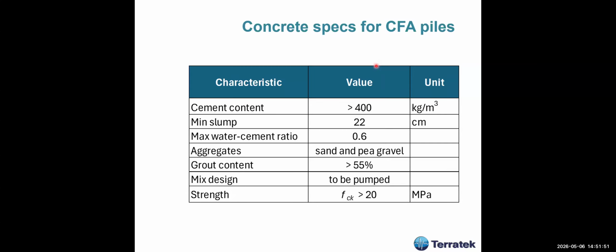These are normal specs that I use for CFA piles. Cement content, usually over 400 kilograms per cubic meter. Slump minimum 22 centimeters. Maximum water cement ratio 0.6. Aggregate: sand and pea gravel. Grout content 55%. The mix design has to be done by a specialist, and the mix has to be designed to be pumped, and strength usually over 20 megapascals. I like 30, but that's the minimum.